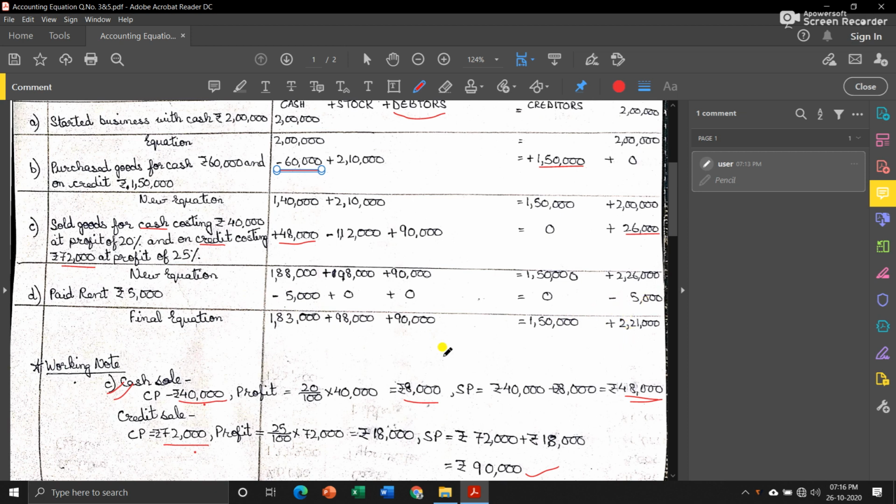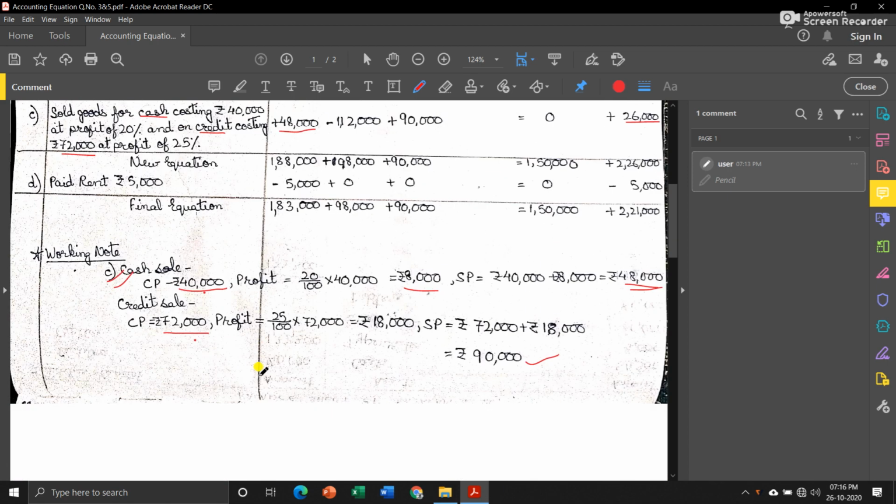Now in the examination be sure to read the questions carefully. In some questions they will ask you to prepare a balance sheet, but in some questions they will not ask you. So be careful, because if the question mentions to prepare a balance sheet as well, and if you miss that one, then you will lose some marks.